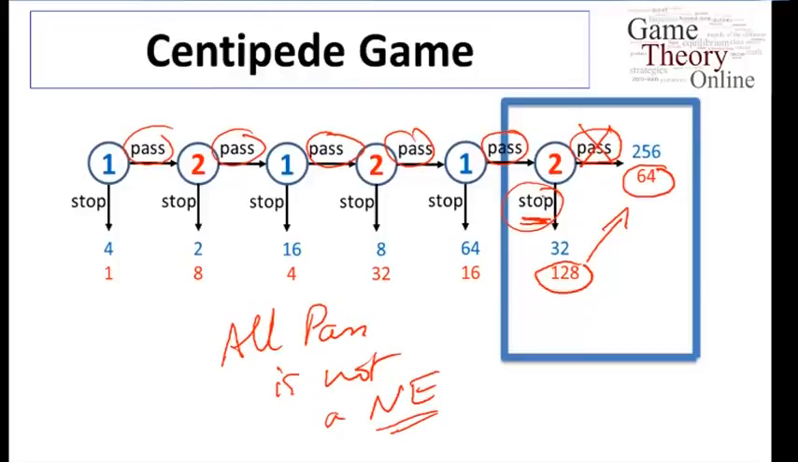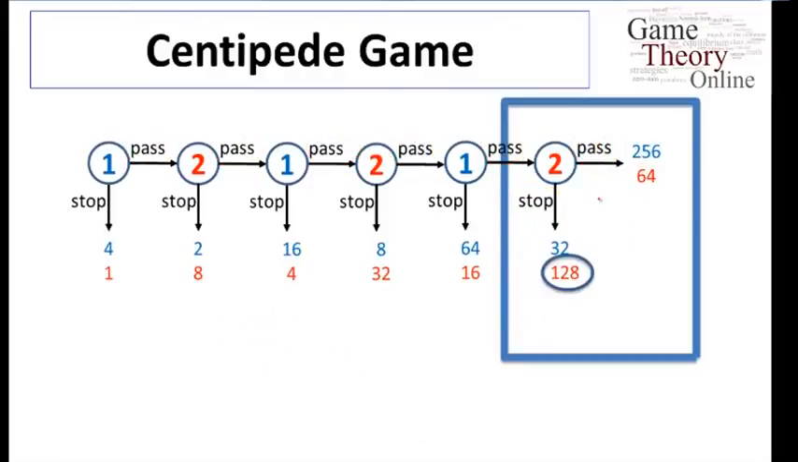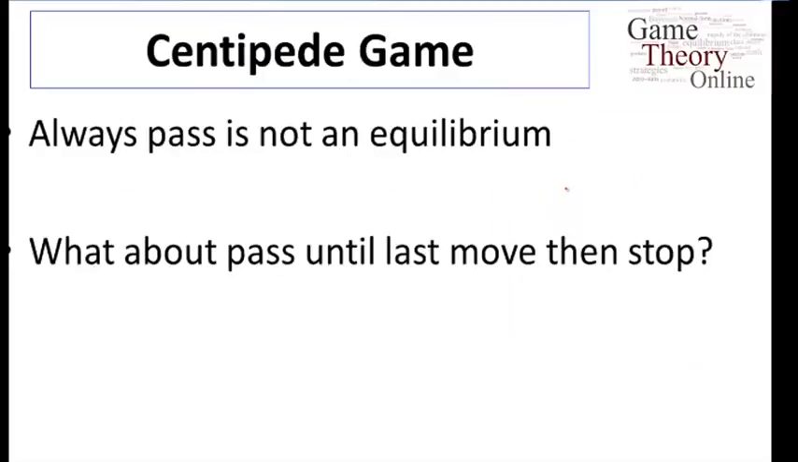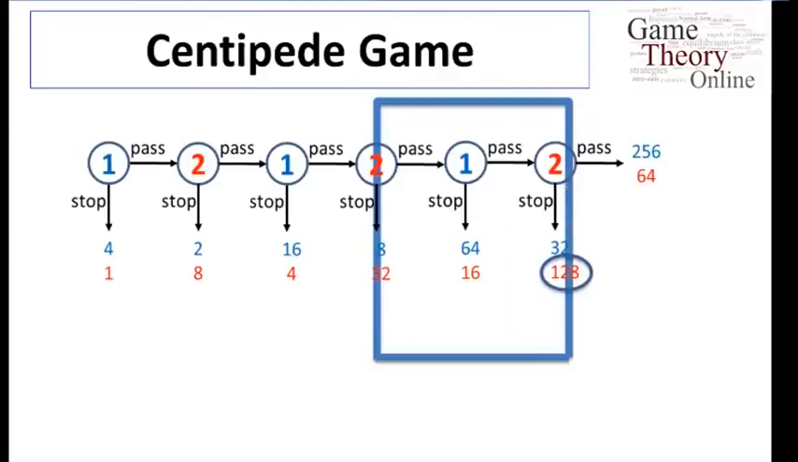Okay, so we can ask that. The first thing we tried wasn't a pure strategy Nash equilibrium. What about passing all the way and then stopping? Is that going to be a Nash equilibrium? So we can go ahead and look at that. Here we found that player 2 wants to stop, so now we try passing all the way along and then stopping for player 2. Does that work? Well, let's have a look.